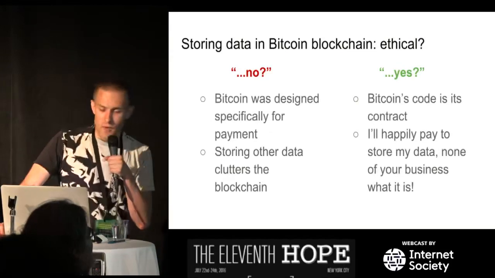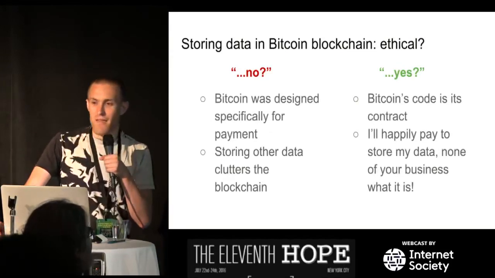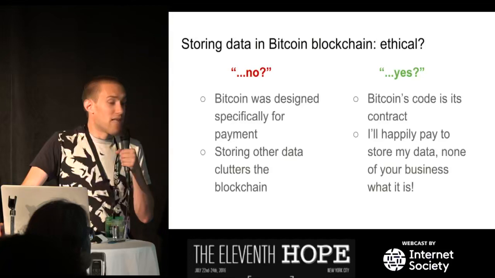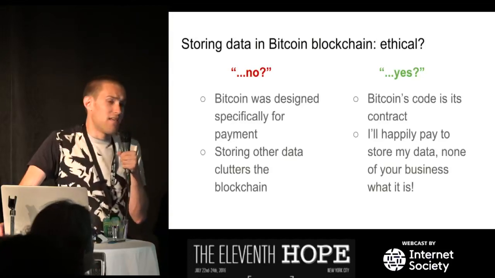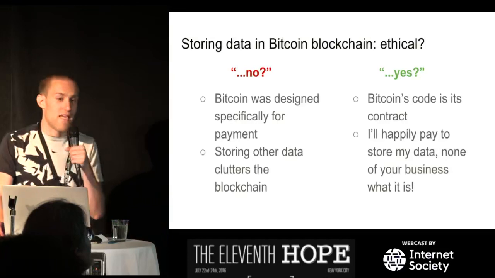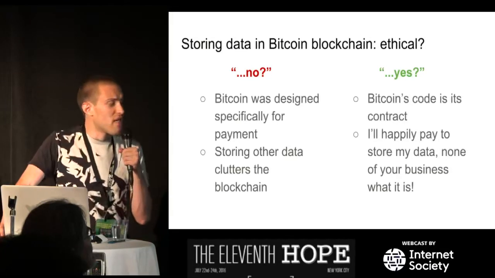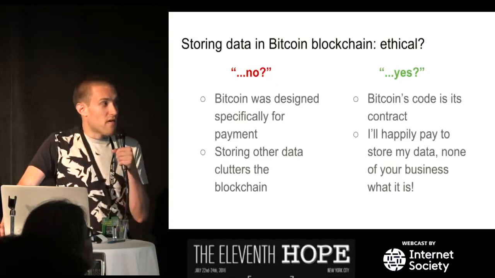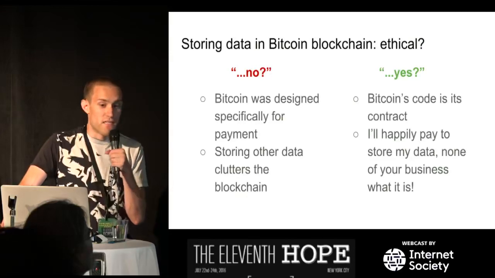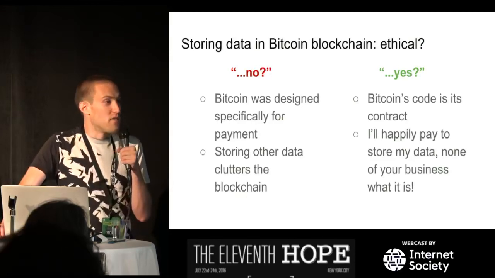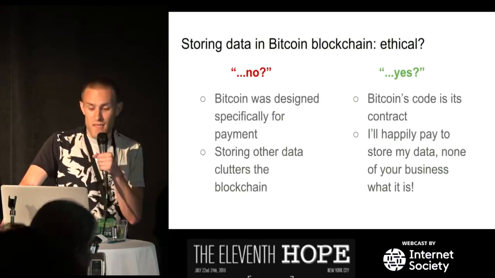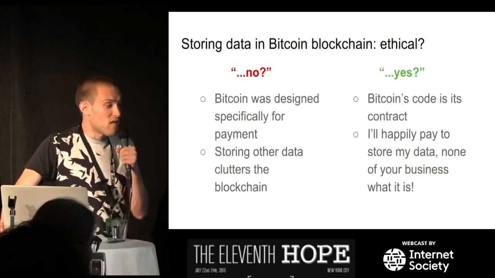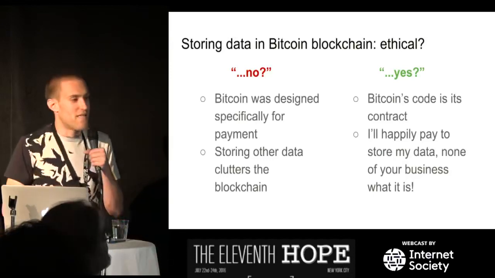So another important question is, is it ethical to store data in the Bitcoin blockchain? Some people would say no. Bitcoin was designed specifically as a payment system, and if you're storing other non-financial data in the Bitcoin blockchain, you're cluttering it up for everybody else. Some other people might say yes. Bitcoin's code is its contract, and it does include these features designed for storing arbitrary data. And another thing is, I'll happily pay to store my data in the Bitcoin blockchain. And as far as I'm concerned, it's none of your business what data I want to store there.